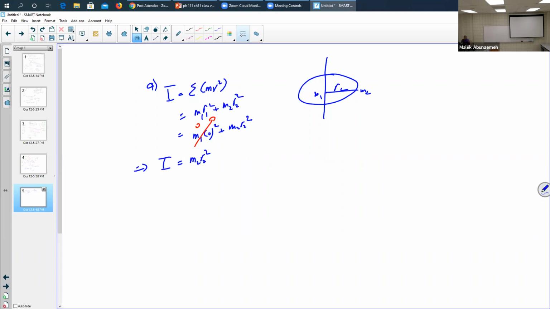And we said that the length equals R. So R equals L. That means I equals M2 L squared.